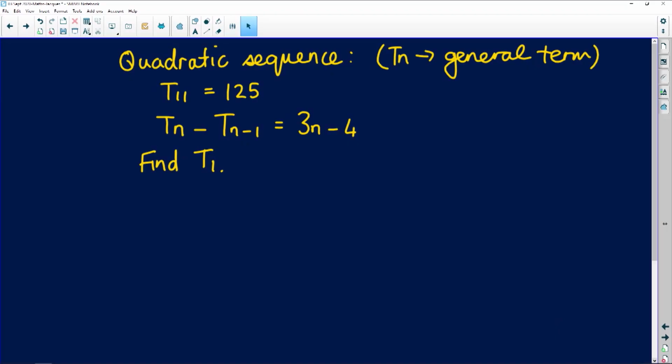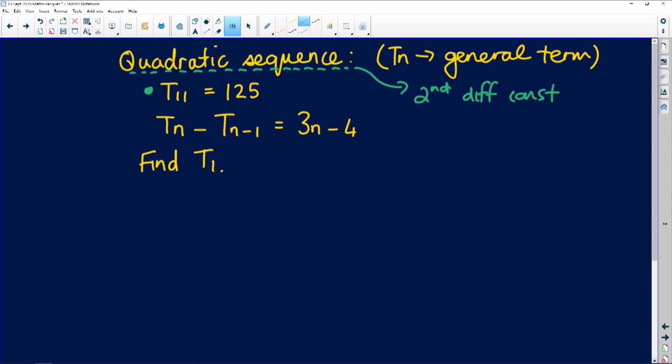Your question says the following. It says you've got a quadratic equation there. So we know that means the second difference is constant. The first difference isn't constant. Then they say something strange. They give us term 11. Term 11 is 125. And then they tell us that Tn is the general term.